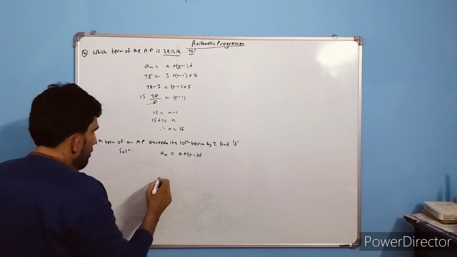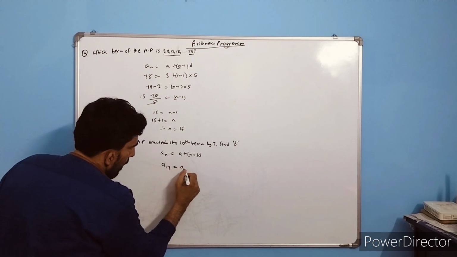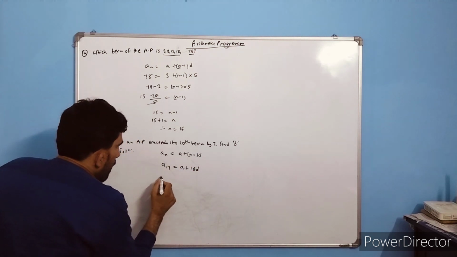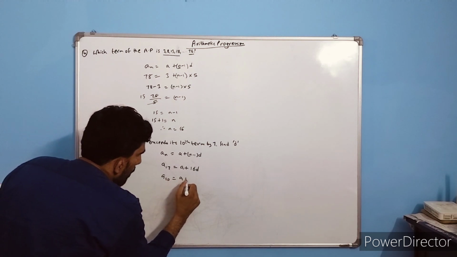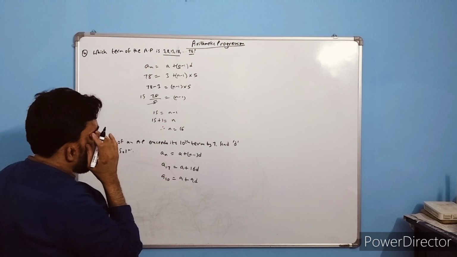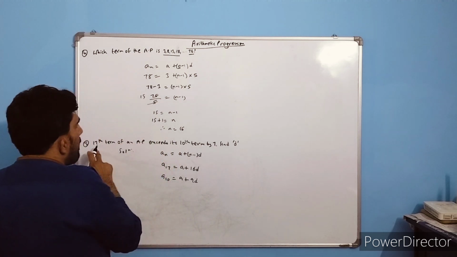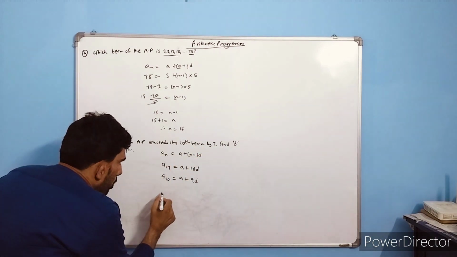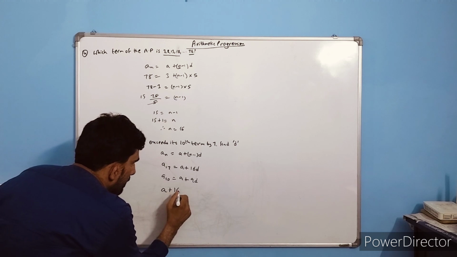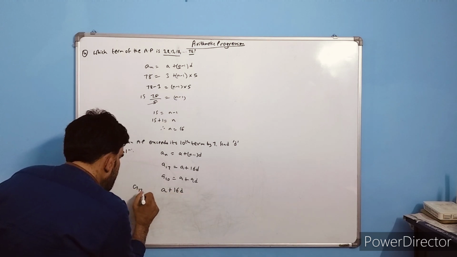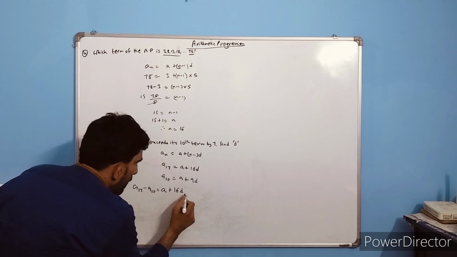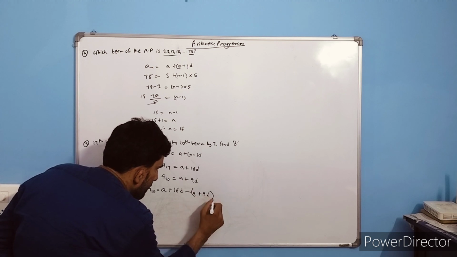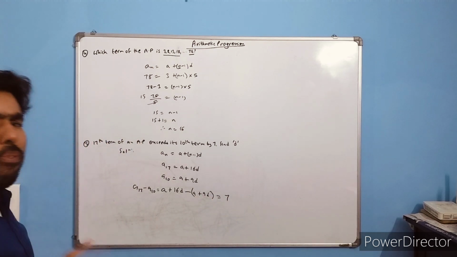Now we have A17, that is A plus (17 minus 1), 16D. And A10 will be A plus (10 minus 1), 9D. Now they are saying that the 17th term exceeds its 10th term by 7. So we can write A plus 16D exceeds its 10th term by 7, and we need to find the common difference.